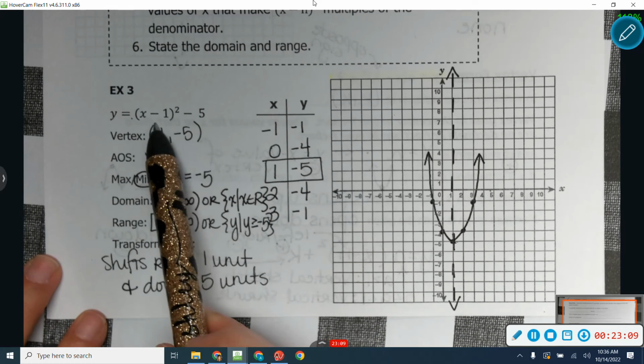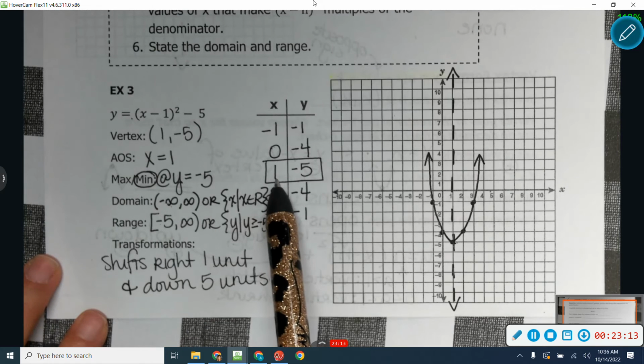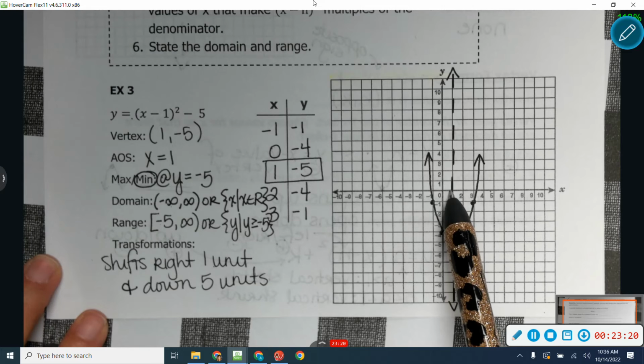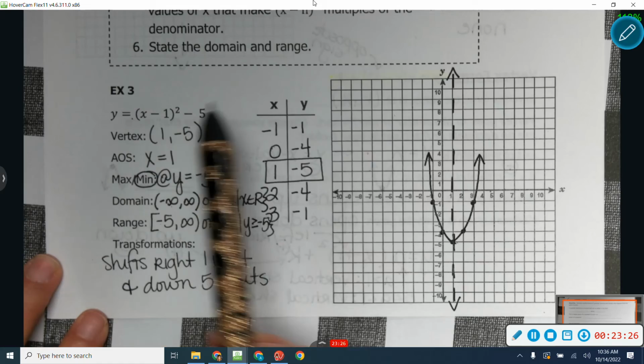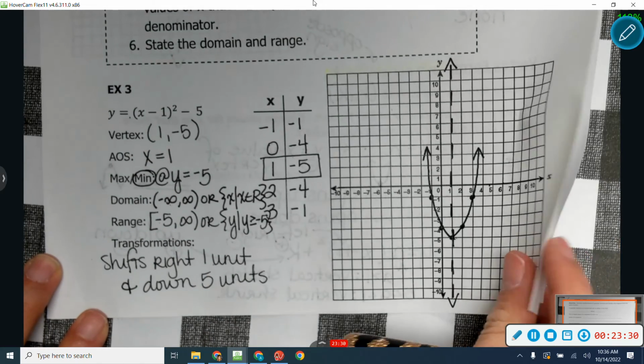Remember that if you get messed up and this throws you off with it being the opposite, you can always look at your vertex. If this is a positive for my vertex, then I went right. You can also look at your graph. Going from the origin, where'd you go? I went right and down. So there's multiple ways to figure that out. I just like to go from my equation. And that's all there is to it. Okay?